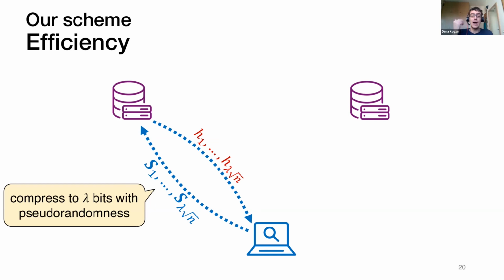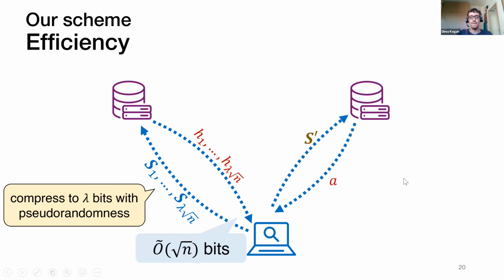The client still needs to download the hint. The size of the hint is 1 bit per set, which is lambda times square root of n. So communication in the offline phase is basically O tilde of square root of n, where tilde hides the factors that are polynomial in the security parameter. Then in the online phase, the client just needs to send a single set of size about square root of n, and gets back just a single bit. Again, we get communication roughly square root of n.